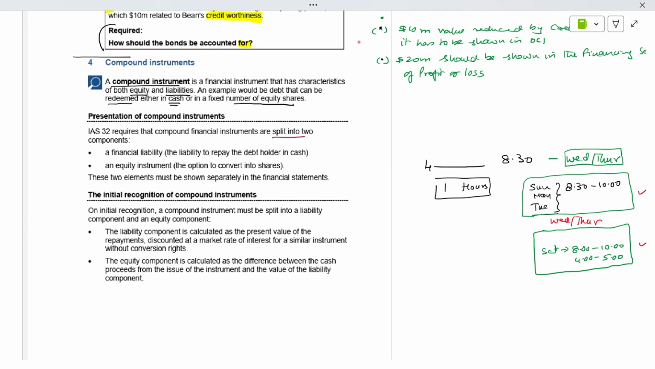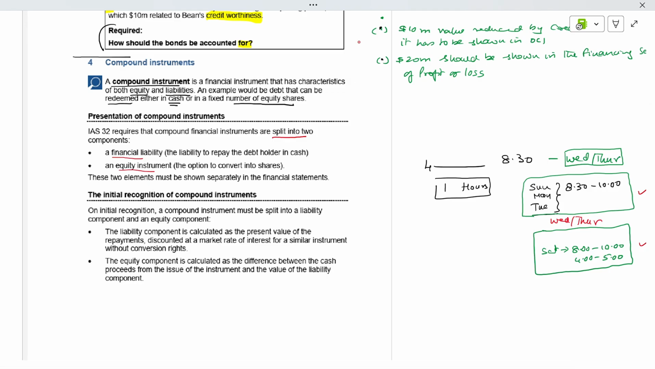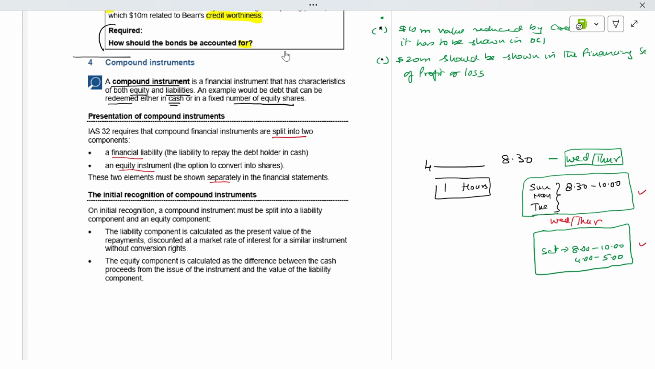You have to divide into two components. What is the amount of liability and what is the amount of equity? They want to know what the equity is and what the liability is. These two elements must be shown separately.